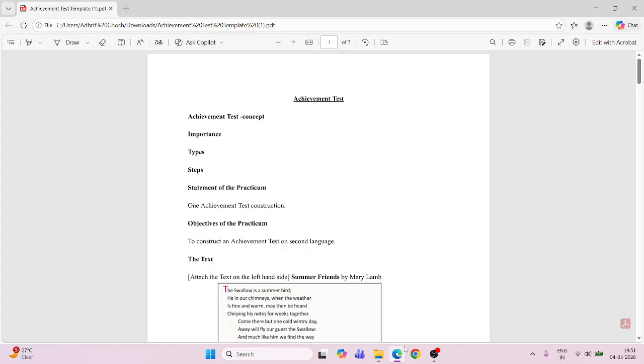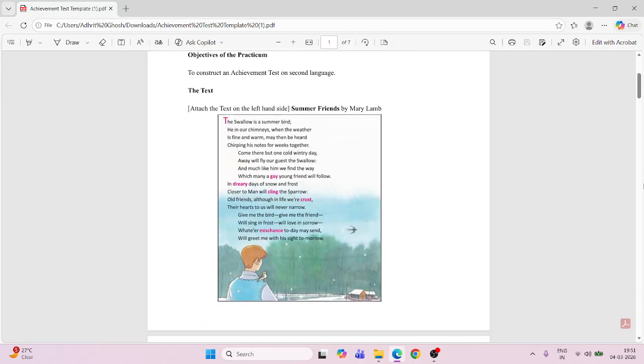Then you have to write the statement of the practicum, which is exactly the statement that is given in your syllabus book. As I have written, one achievement test construction. And objectives of this practicum will be to construct an achievement test on second language. You can write in bracket English. Then you have to paste the text. On the left hand side, you can paste the text. Today, for explanation purpose, I have taken the text Summer Friends for class 8 Blossoms, written by Mary Lamb.